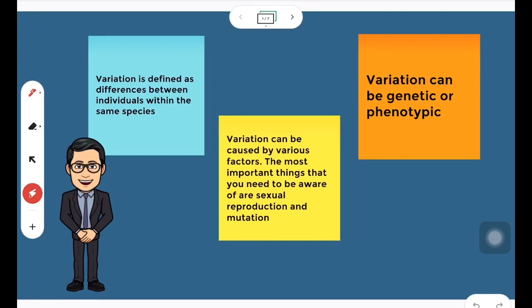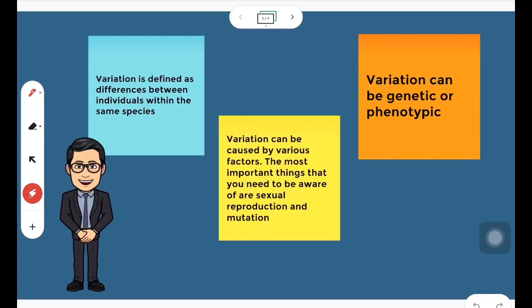For today, I'm going to talk about variation and selection. This is another lesson or topic that is included in the 0610 biology syllabus from Cambridge. So let's begin.